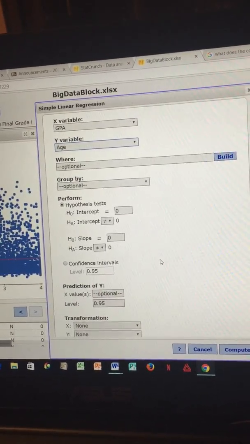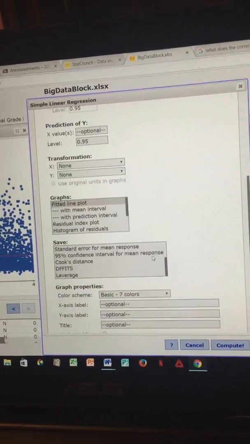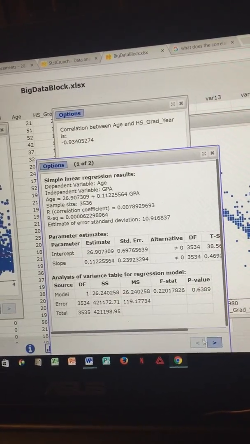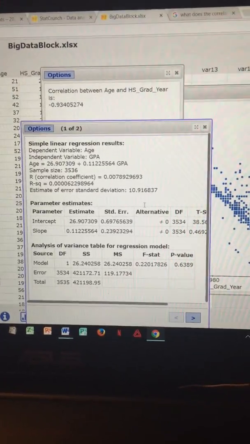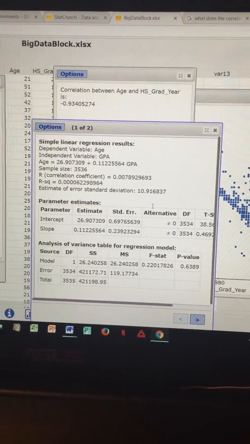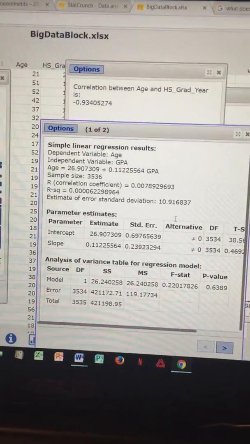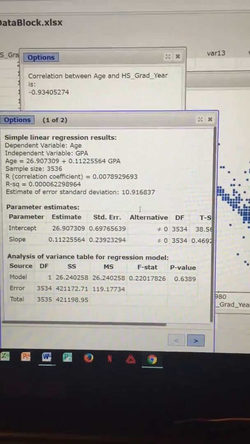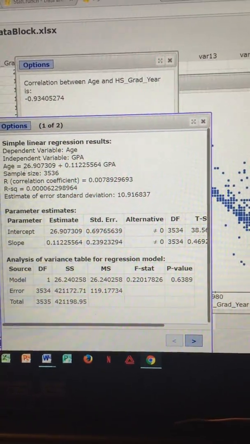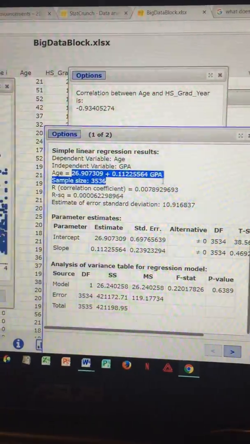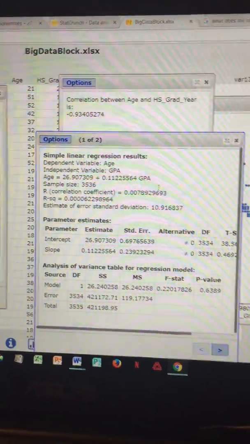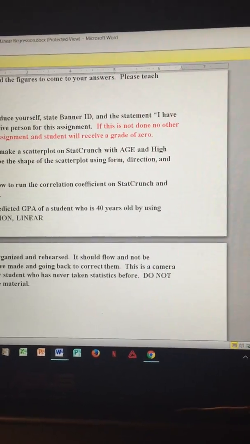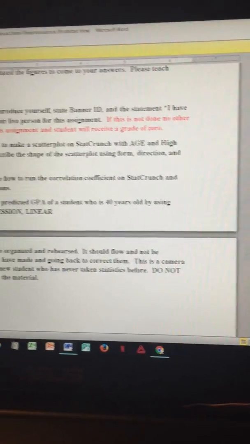I really don't know what else I needed to click on because none of this really makes any sense to me. So I just hit compute from there, and I get this ridiculous set of numbers that I also can't understand, except for some of those on the top. I kind of get it, like the correlation coefficient, which is pretty low, and then the equation, which is here, kind of like in reverse. But so yeah, unfortunately I really don't know how to predict the GPA of a student who's 40 years old by using StatCrunch. Okay, that's it.